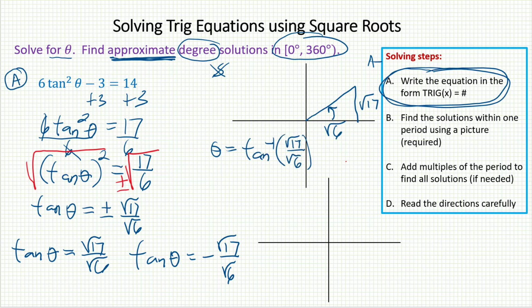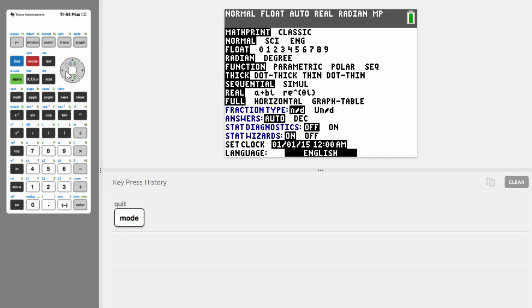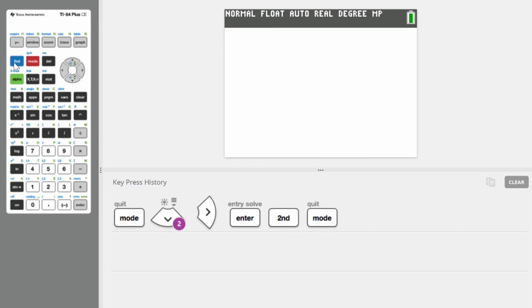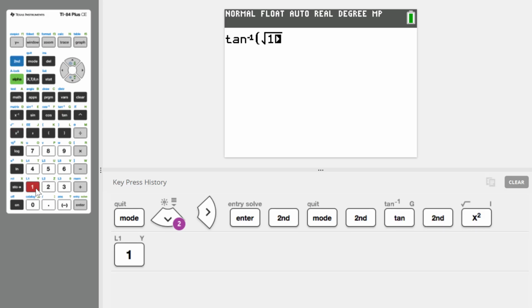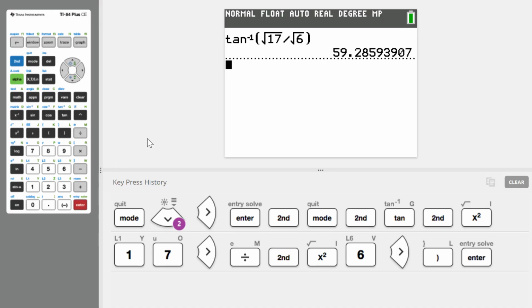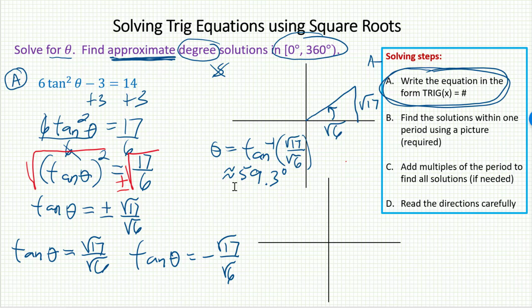Okay, we'll go to the calculator. And I need to put myself in degree mode, so let me make sure and do that. Okay, and then we can just go ahead and type it in. So we're doing tangent inverse. I have square root of 17. I'll arrow out and then divided by square root of 6. And again, arrow out, close the parentheses. And I end up with about 59.3 degrees.